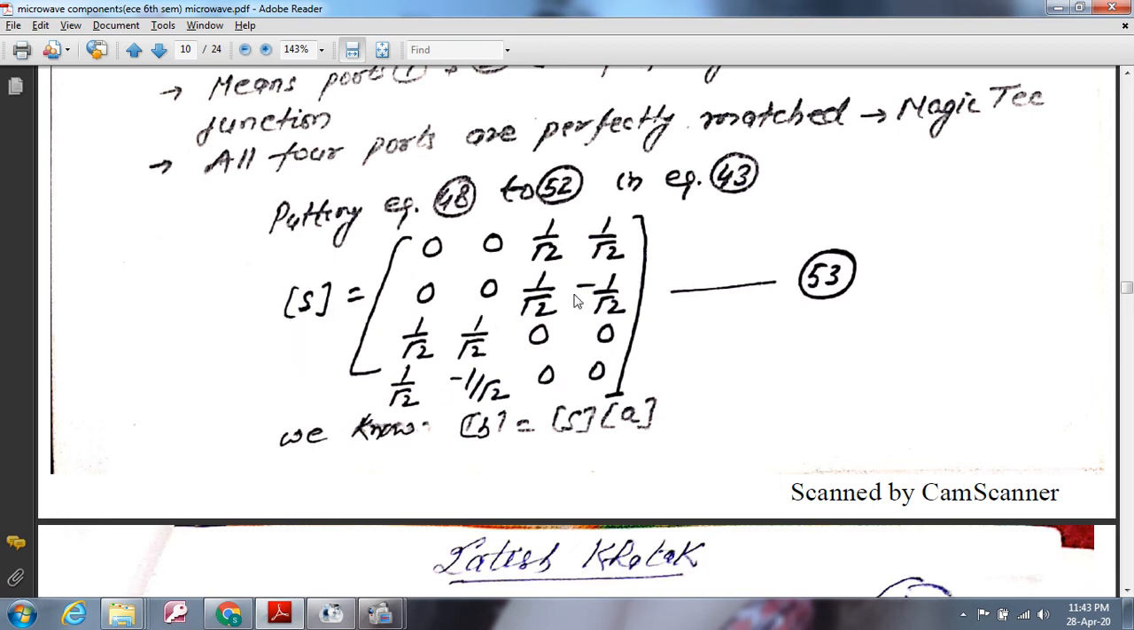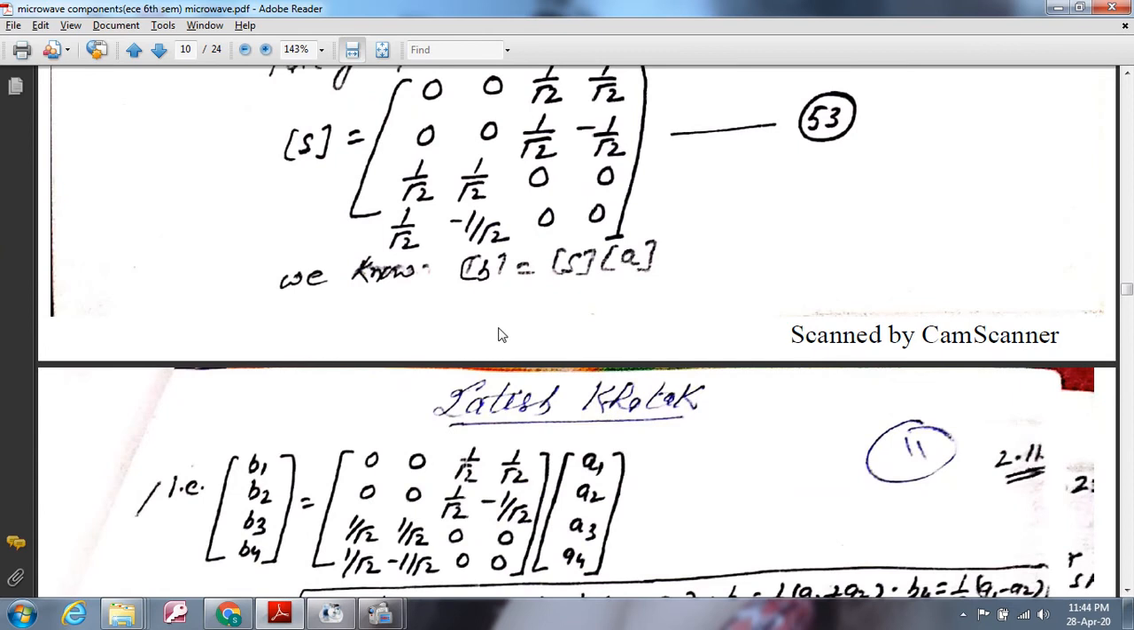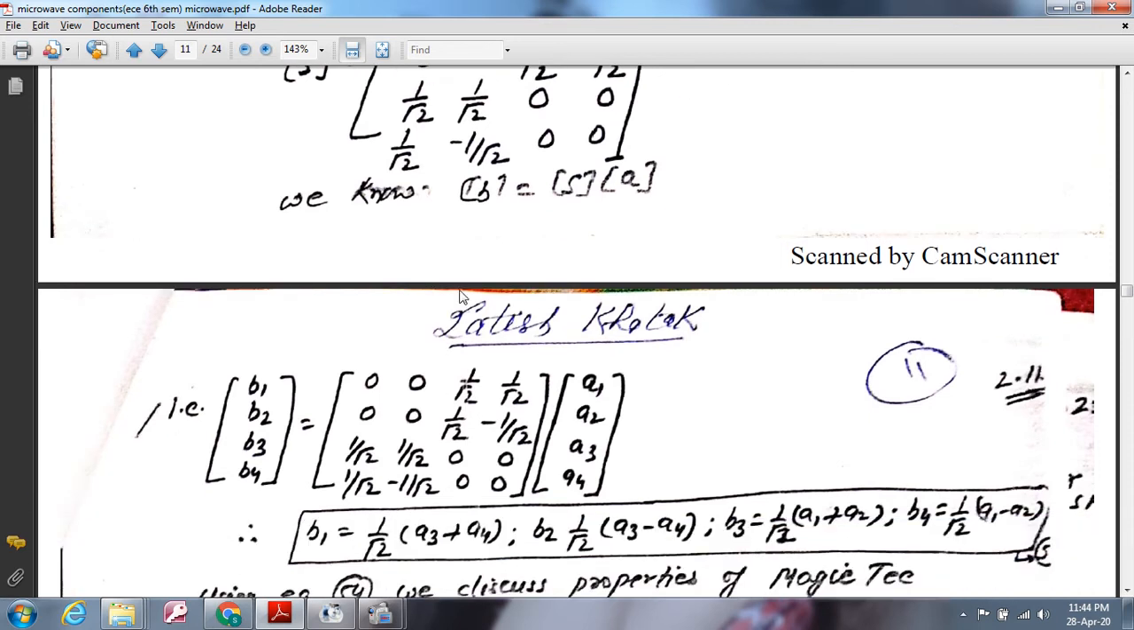This we should remember. Now as we know, for any S matrix, the B matrix, or output matrix, equals our scattering matrix multiplied by our input matrix. So to calculate the various outputs for our magic T, we are going to use this output equation. Because we have 4 ports, in this column matrix we have 4 different outputs.